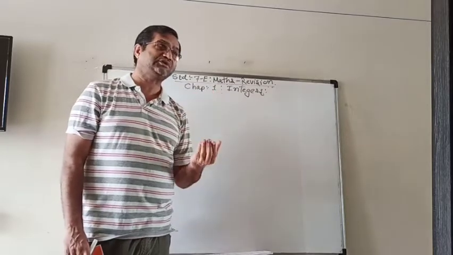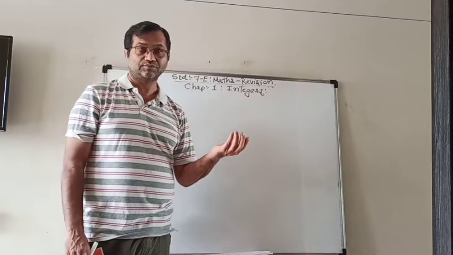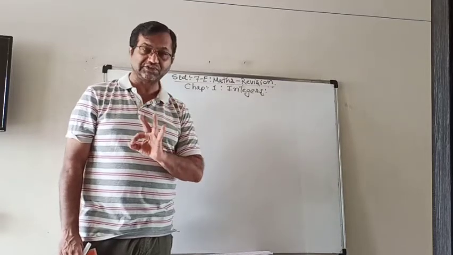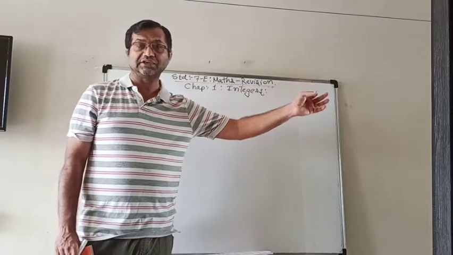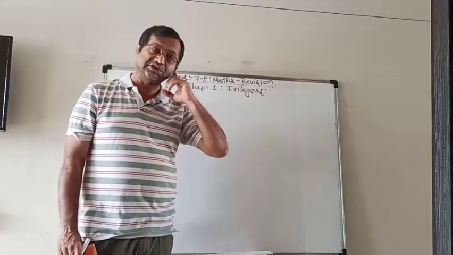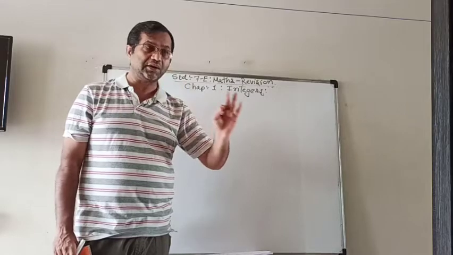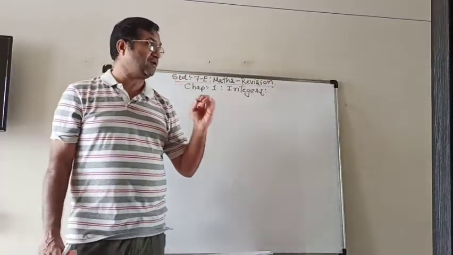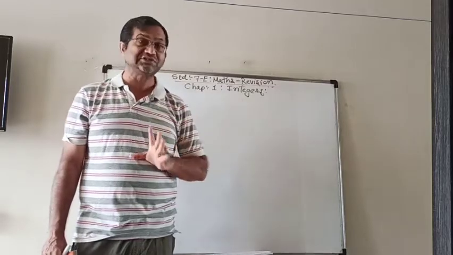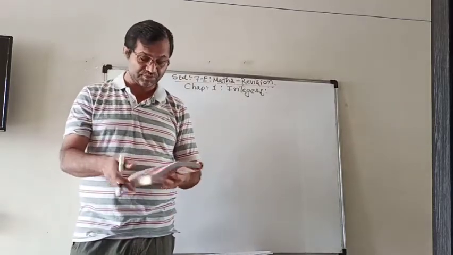0 is neither positive nor negative. So 1, 2, 3, 4 are positive integers, and -1, -2, -3 are the negative integers, but 0 is neutral, neither a positive nor a negative integer. And we don't have a smallest or largest integer also.